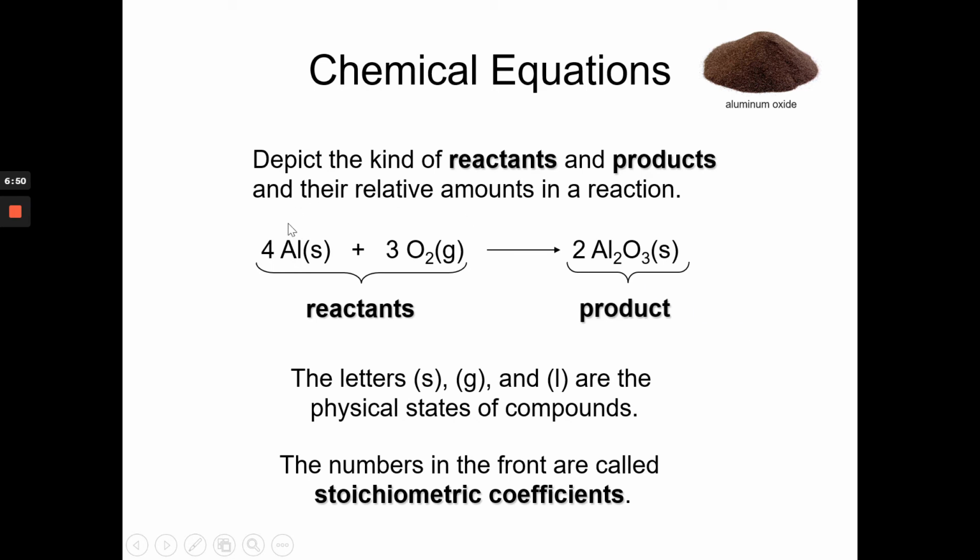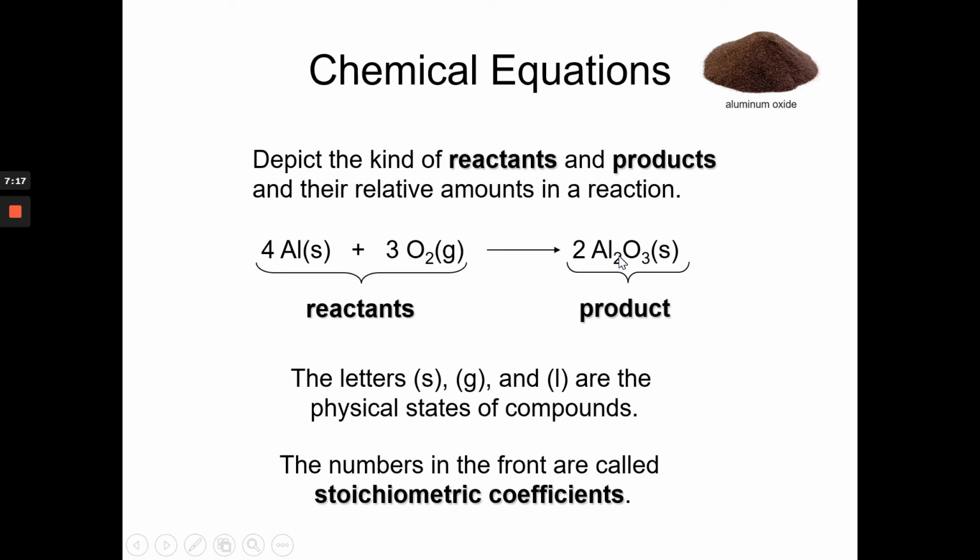The numbers in front, the 4, the 3, and the 2, would be the stoichiometric coefficients. Stoichiometric or stoichiometry refers to the math of chemistry, so anything with numbers is called stoichiometry. The coefficients represent how many of each of the items we have. We have 4 aluminums, 3 oxygen molecules, and they produce 2 aluminum oxide formula units.